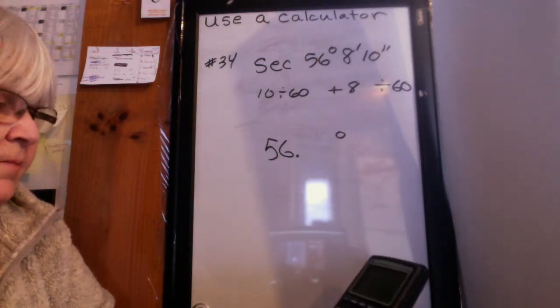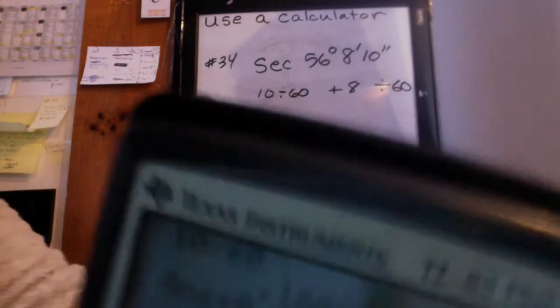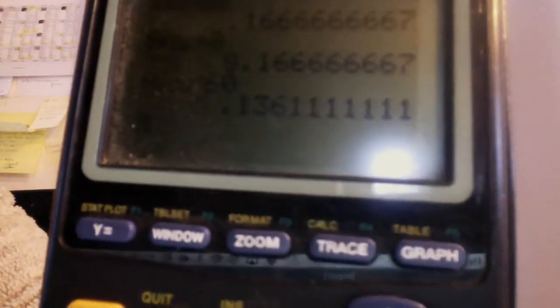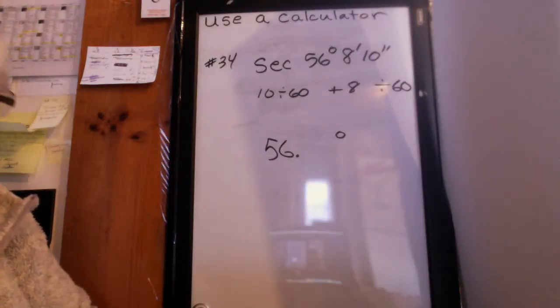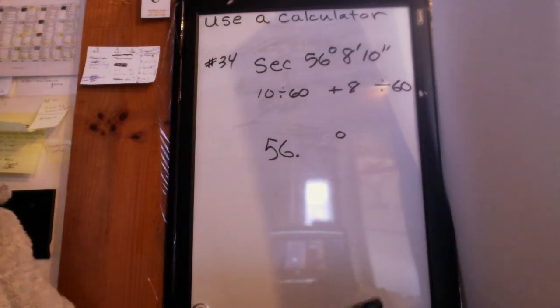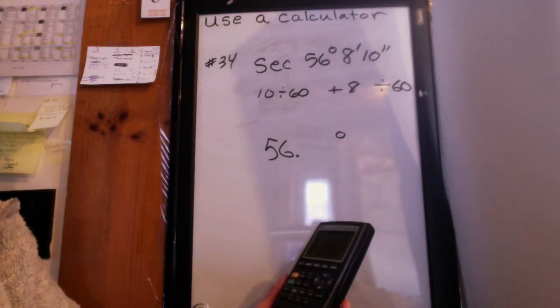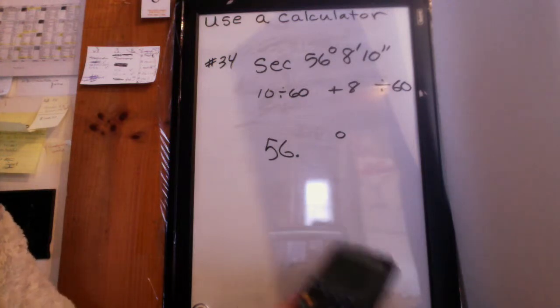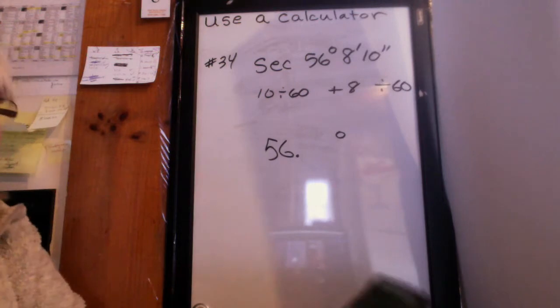Now do divided by 60 again. Okay, and this time you can see what I get, 0.13611. You can stop the video to double check if you want. So then I'm going to add 56, so plus 56, hit enter. So now I have 56 plus that long decimal. I want the secant of that.